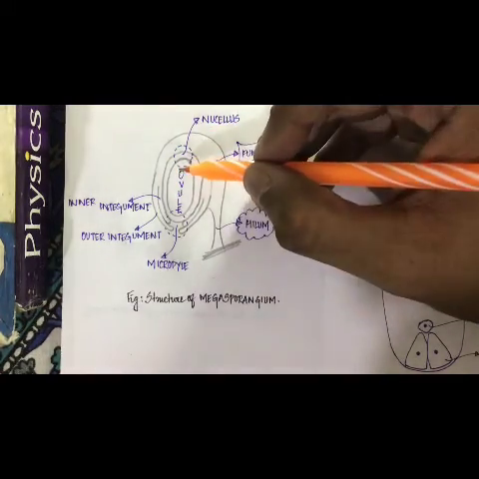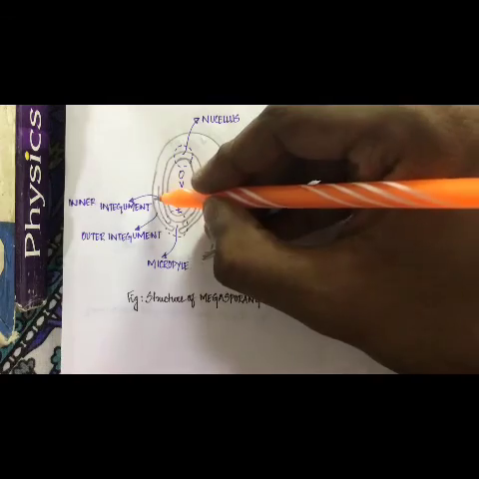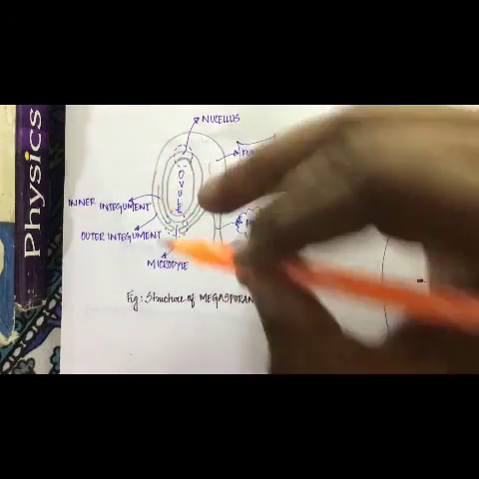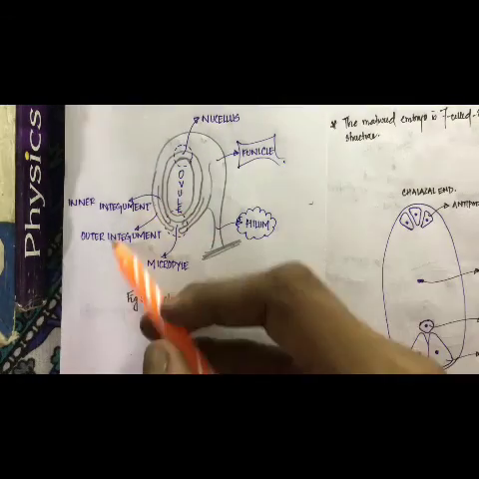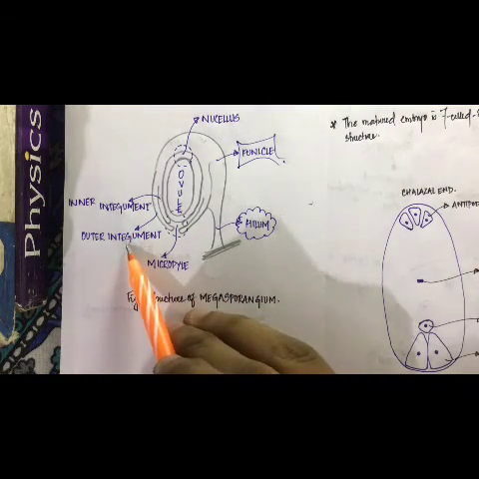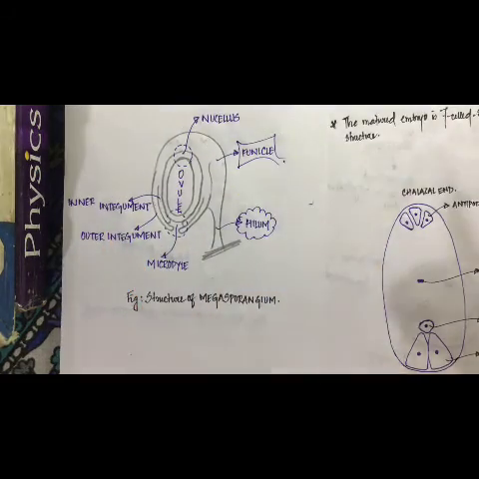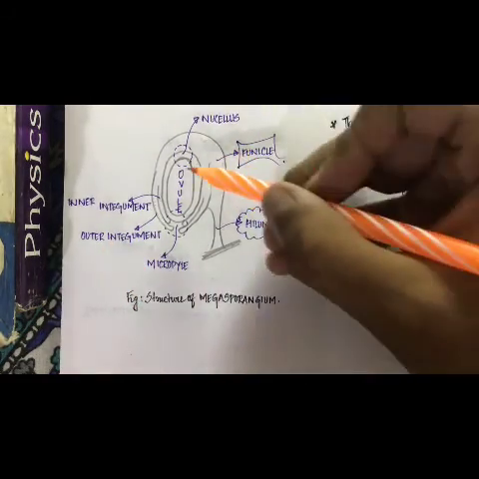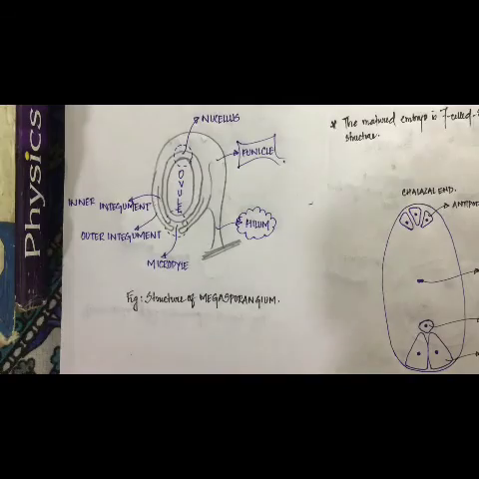On this nucellus, we have two coverings. The outer one is called outer integument. The inner one is called inner integument. Remember this one. If we count from outside to inside, the outer one is outer integument, then comes the inner integument, then comes the nucellus, and finally the cells of the ovule.